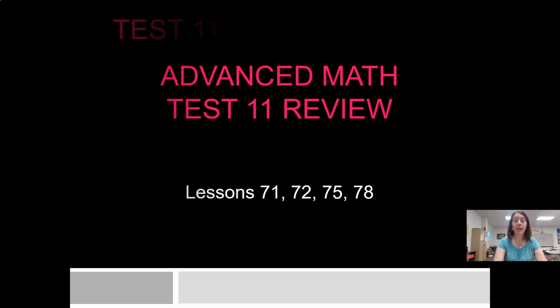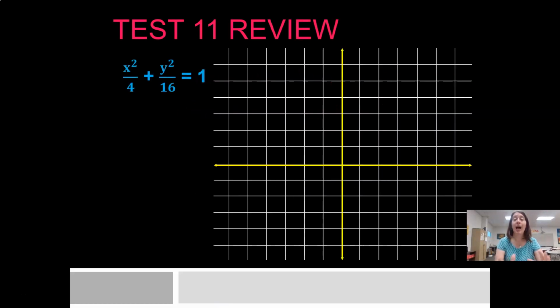The first two questions that you're going to be doing for me on the test, I already gave you the ellipse in the proper work format. You had to just graph the question. Okay, so if I look at x squared over 4 plus y squared over 16 is equal to 1.